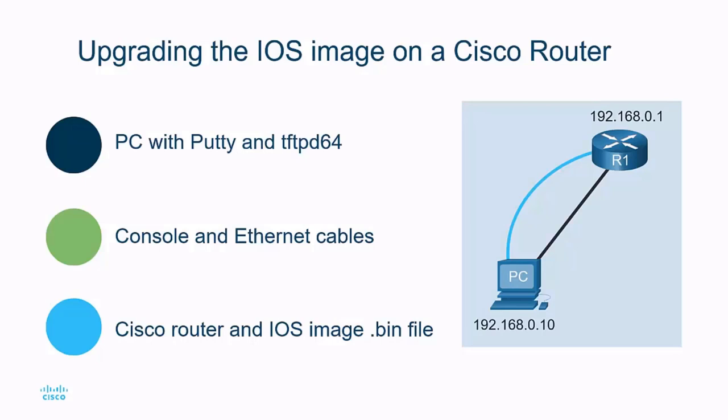So in this scenario, my PC is located at 192.168.0.10, and my router, R1, is 192.168.0.1. I have the baby blue console connection to the router, and I also have an Ethernet cable connected to the router's gigabit 0/0 port.